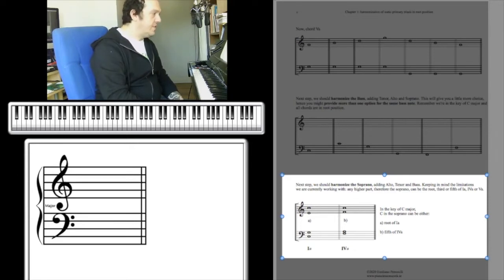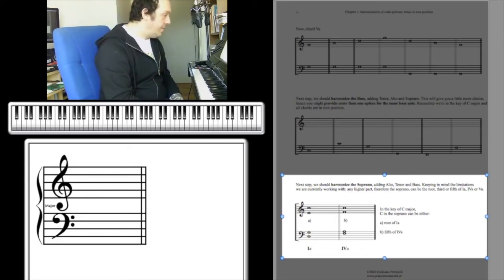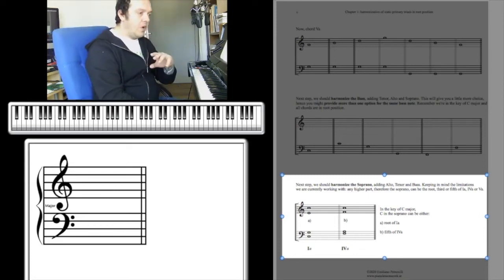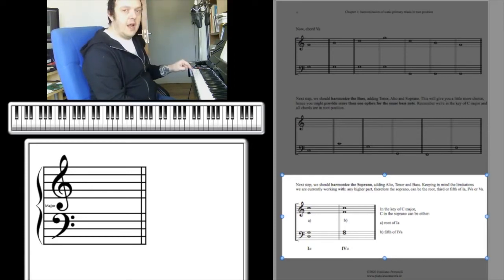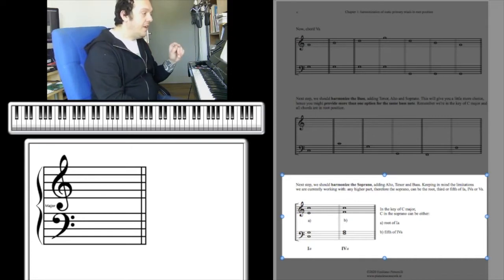Remember the rules. You can double the root, you can double the 5th. You don't double the 3rd, but you do not get rid of the 3rd either. While we're working with all root positions, the bass note, for now, is only the root, but any upper voice, any upper note can be the root, the 3rd, or the 5th of the chord.